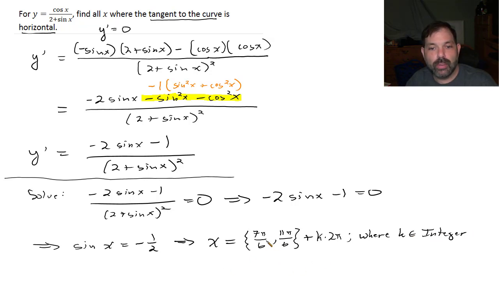All right, so we have our two fundamental solutions. Those are the solutions in the first rotation about the circle. But then we could get infinitely many more x values just from the periodicity of the sine function.